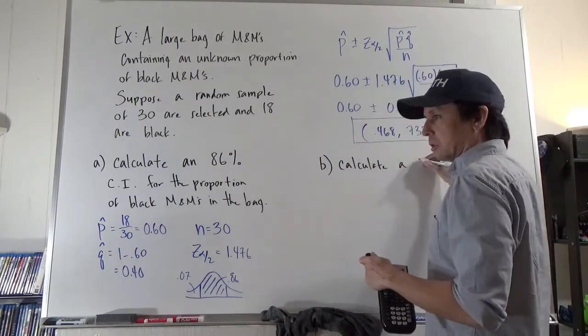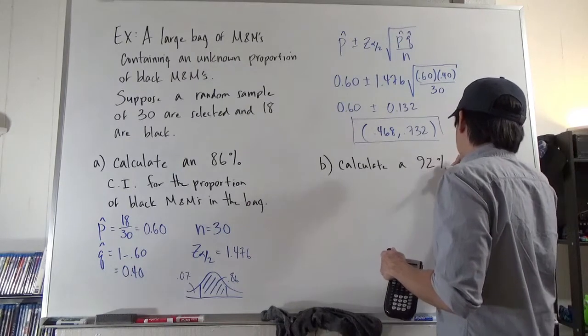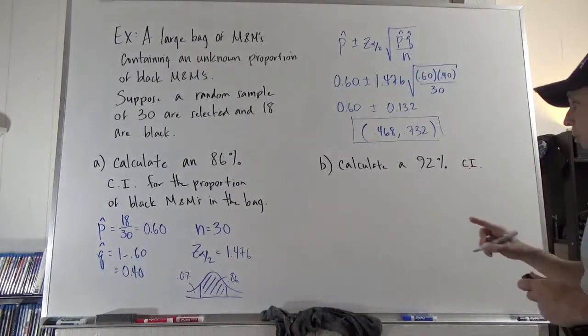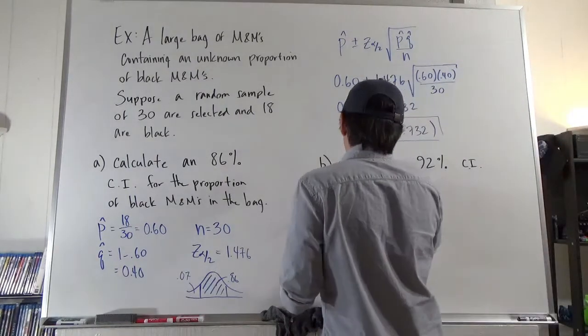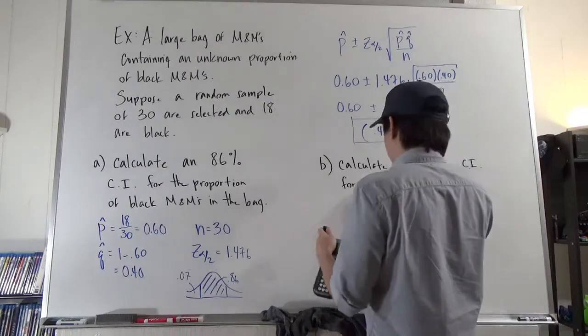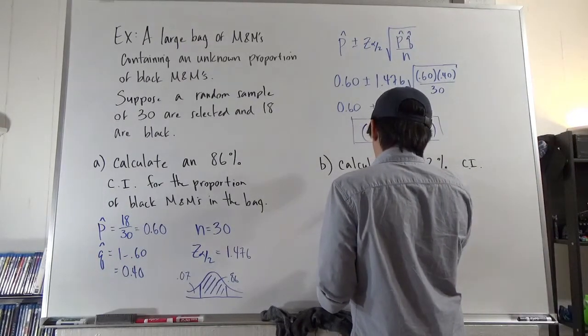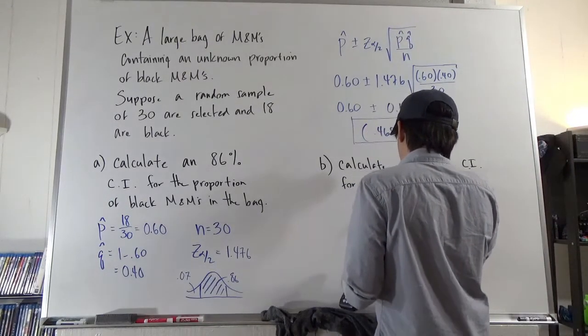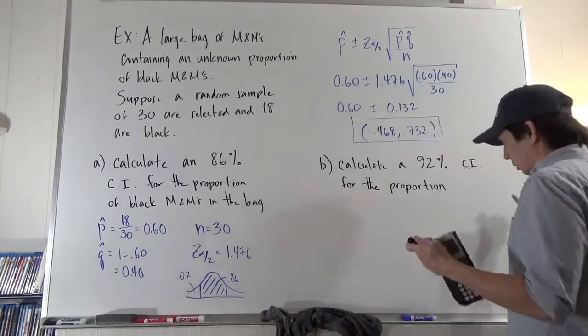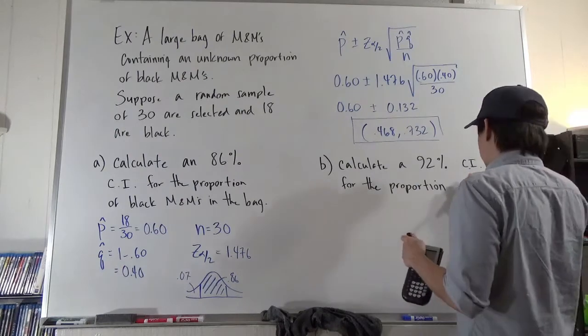Calculate a 92% CI. Based on the same sample, I just want a different confidence level. CI for the proportion of, and I'm not writing the whole thing of the true but unknown proportion, but that's what it is. It's a true unknown proportion of black M&Ms in the bag. I'm just going to start shortening my phrasing to calculate a CI for the proportion of black M&Ms in the bag.